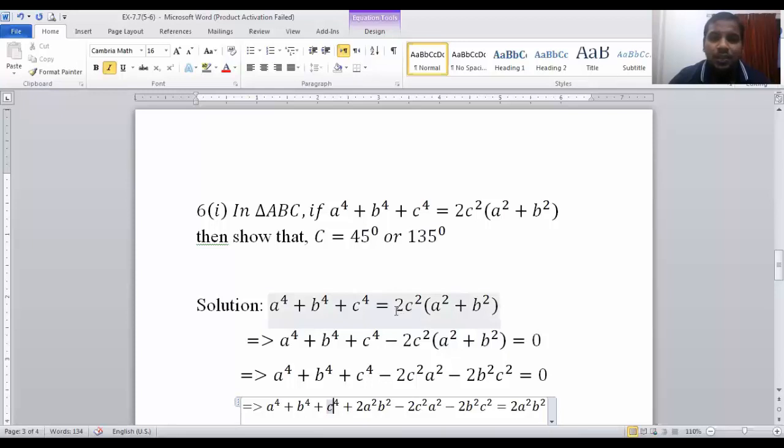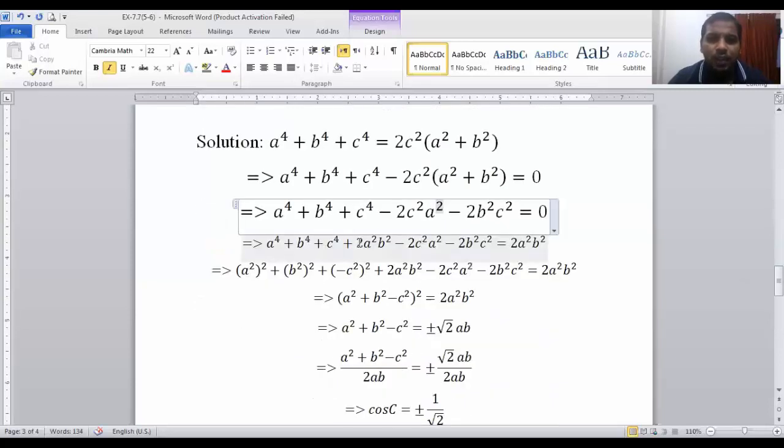We change the side of the right side, 2c square into a square plus b square, it becomes negative. And in the next line we just withdraw the bracket, it becomes minus 2a square c square minus 2b square c square. And in the next line we just add 2a square b square on both sides. Okay, so a to the power 4, we can write it as a square whole square, it is b square squared, minus, we write c to the power 4 as minus c square squared.